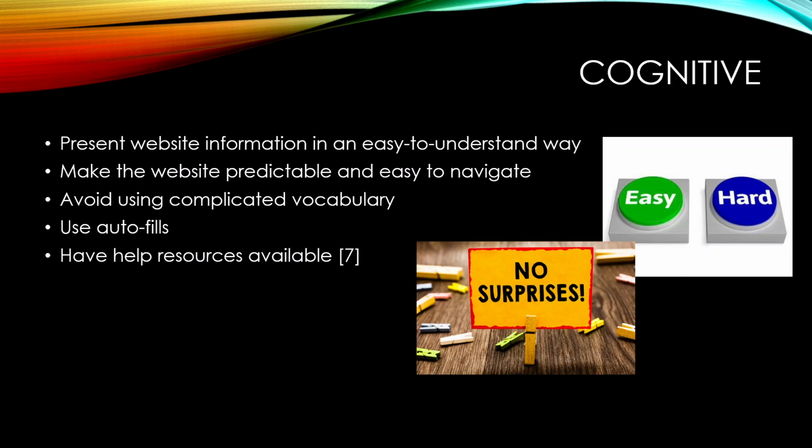When considering cognitive disabilities, you want to present website information in an easy-to-understand way. Usually navigation is at the top, important information in the middle, and less important information to the side. Changing the structure makes a website less predictable and more difficult to navigate. Make sure navigation is clearly labeled and there's no confusion of how to explore the website. Use easy-to-understand language so users can easily read the website's information. Autofills can be helpful for things such as passwords and usernames so users don't have to remember them. And have resources available for help such as frequently asked questions or a chat service.